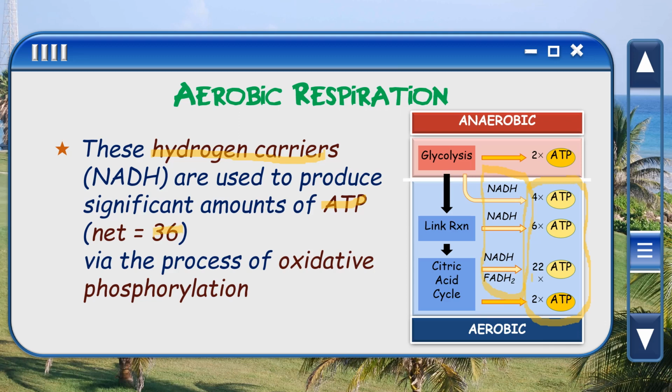If you count, these are 22. 22 plus 2 is 24. 24 plus 6 becomes 30. 30 plus 4 is 34. And 34 plus the other 2 becomes 36. So we end up producing a net of 36 ATP, and that whole process is called oxidative phosphorylation.